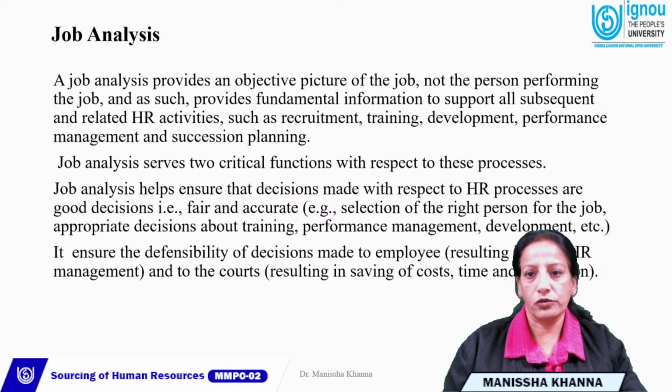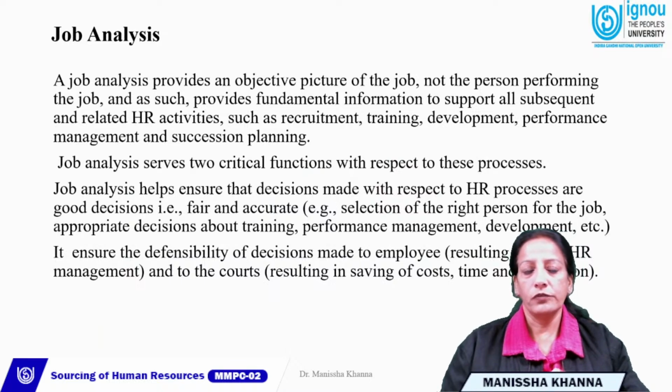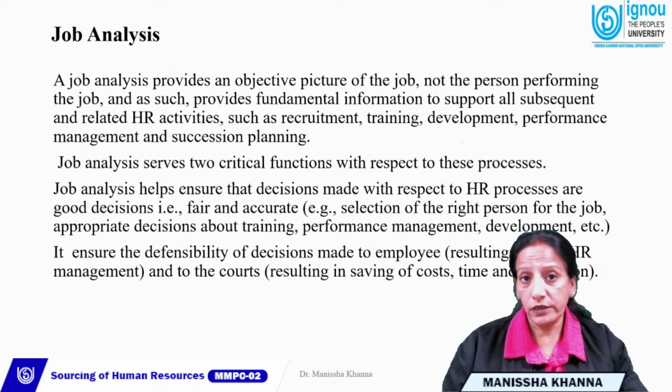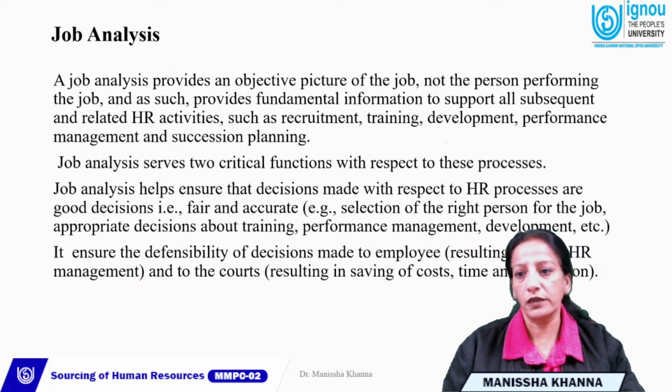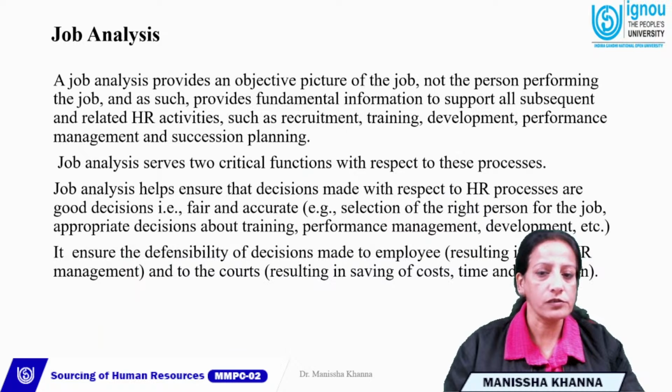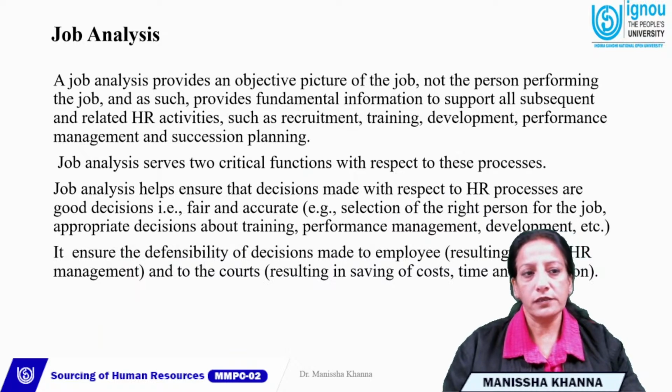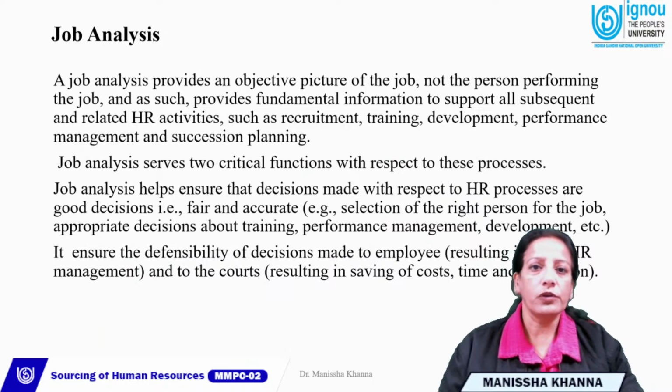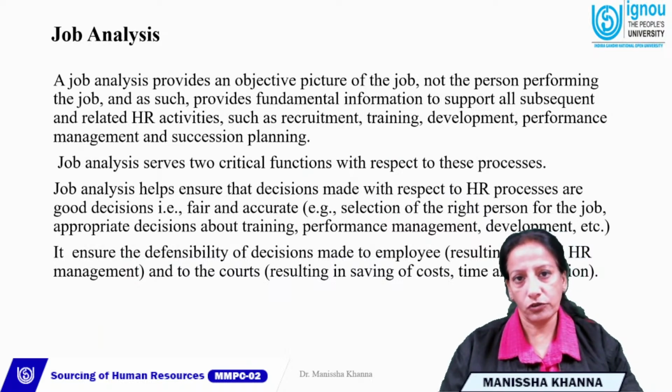Job analysis provides an overall or a very specific picture of the job, not the person performing the job. It is all about the job, the fundamental information which supports HR activities such as recruitment, training and development, succession planning, career planning, and performance appraisal. So once job analysis has been done correctly, we are able to get the right person at the right job.